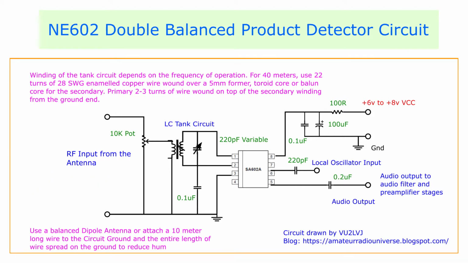Pins 6 and 7 are used for the inbuilt LC oscillator or crystal controlled oscillator. This inbuilt oscillator operates up to around 200 MHz. An external local oscillator or VFO signal of about 200 mV peak to peak can also be given to the 6th pin of the IC to drive this mixer. The audio output is obtained through the 5th pin through a coupling capacitor. A regulated supply voltage of 6 to 8 volts is given through the 8th pin of the IC.